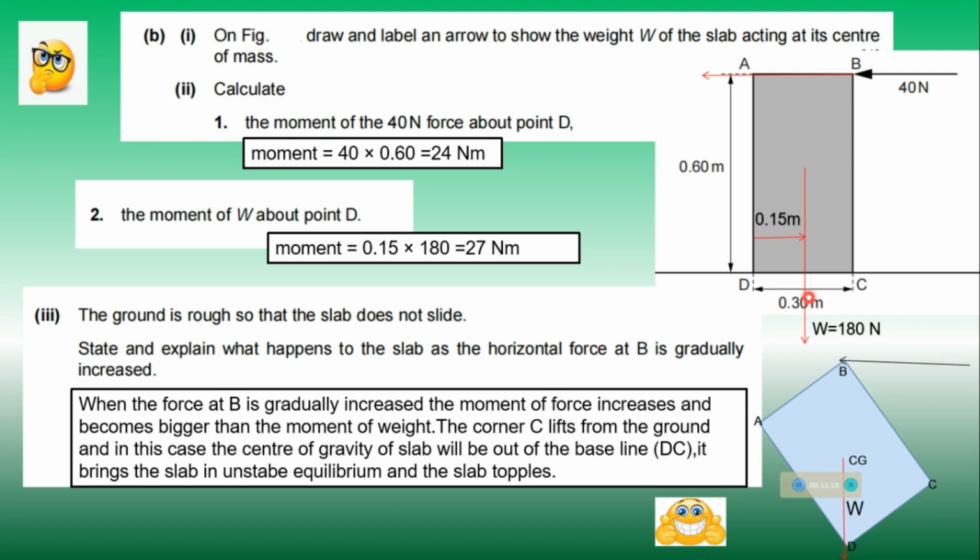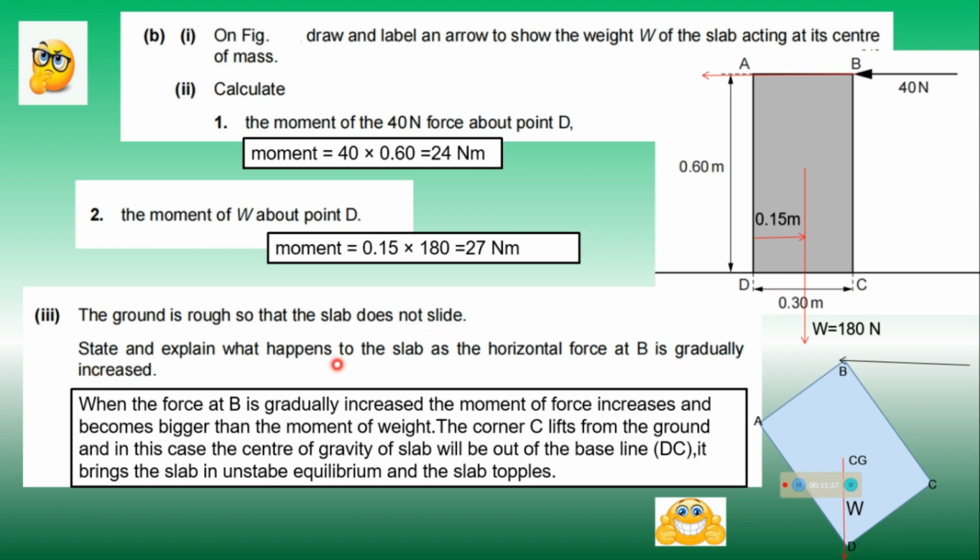And the distance from D of the 40 Newton force is 0.60 meter. So the moment of 40 Newton will be 40 multiplied by 0.60. The moment of W about D is W multiplied by the perpendicular distance, so 0.15 multiplied by 180, which is 27 Newton meter.